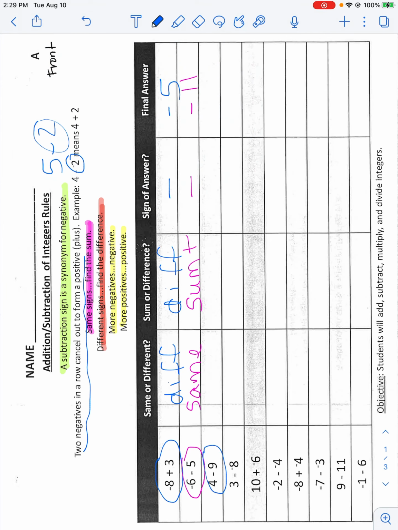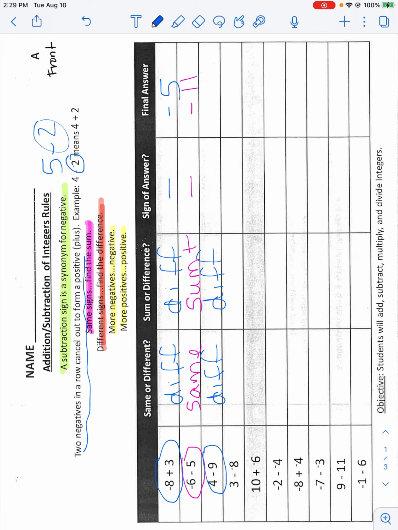4 minus 9. Remember that a minus sign is a synonym for a negative. So since there's no sign in front of the 4, it's a positive. There's a minus in front of the 9, so it's a negative. So since I have a positive 4 and a negative 9, my signs are different. I'm going to find the difference.